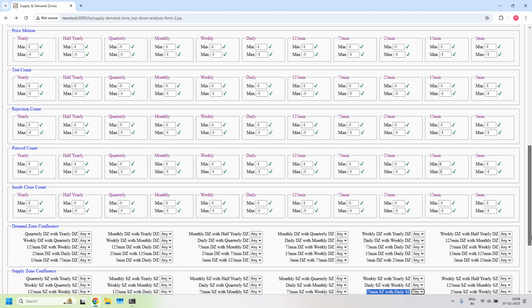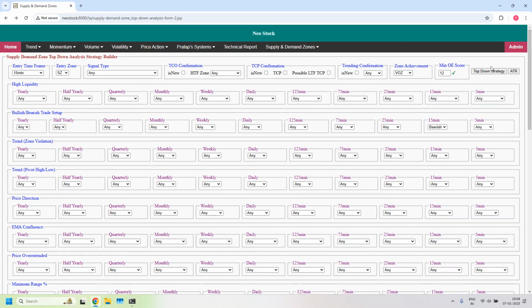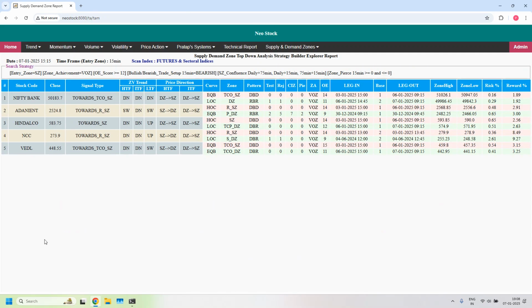With all the three filters, LTF, ITF, HTF supply zone confluence, we got 5 stocks. In these 5 stocks, these 15 minute supply zones are part of the 75 minute supply zone. Both together again part of the weekly supply zone. And weekly trend is down in all these stocks except the second one. So those 4 stocks, any of those stocks are having a daily EMA confluence, daily supply zone with daily EMA confluence. They are even more high probability trade setup, supported stocks.